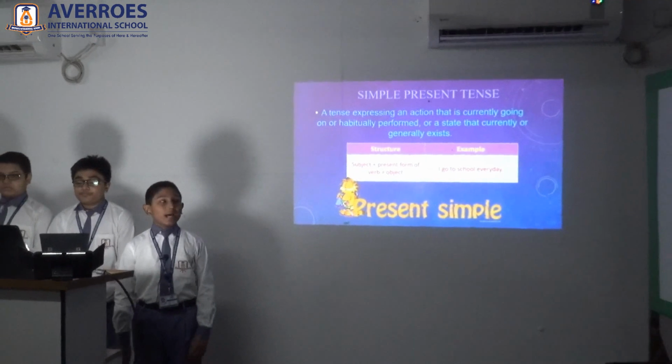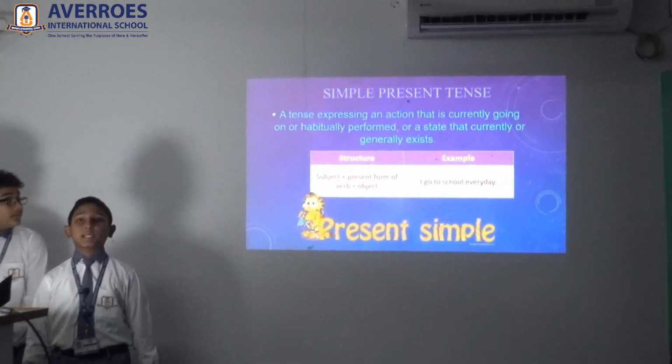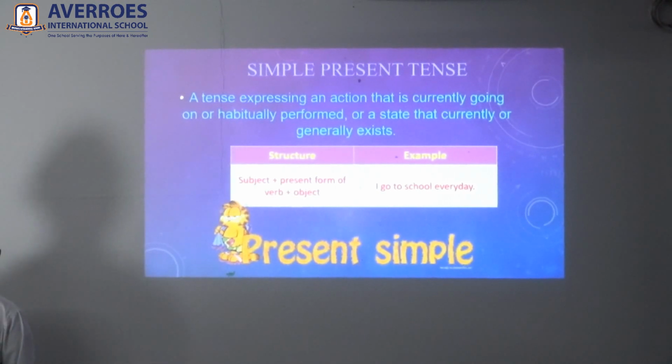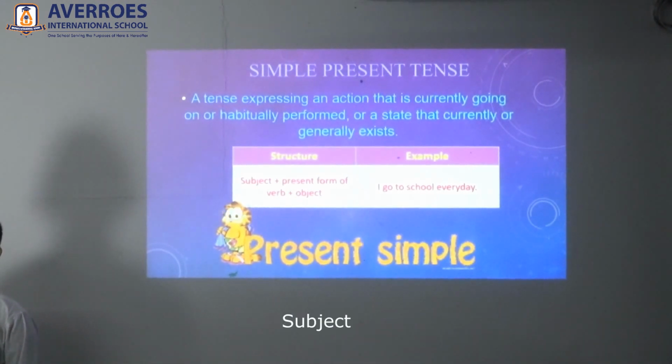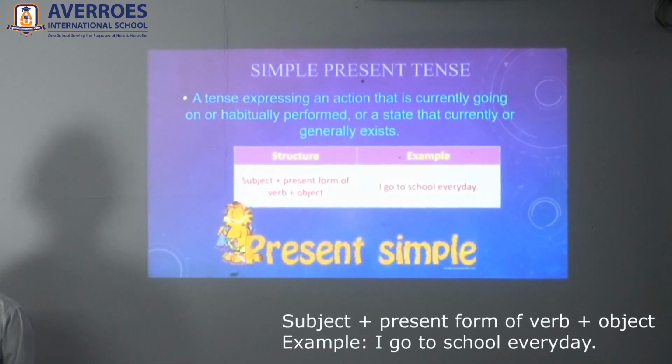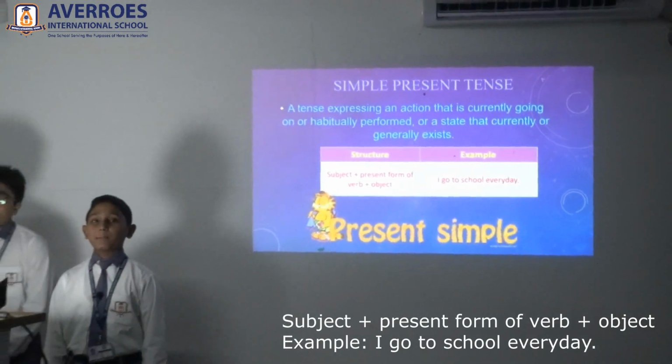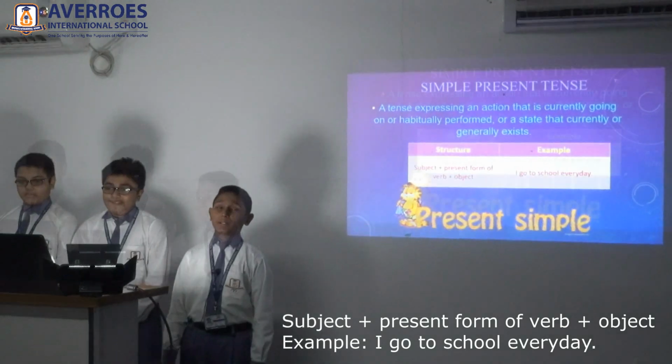Simple present tense, a tense expressing an action that is currently going on, habitually performed, or a state that currently or generally exists. The structure of simple present tense is subject plus present form of verb plus object. Example, I go to school every day.